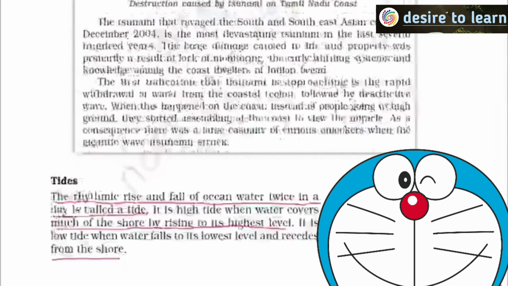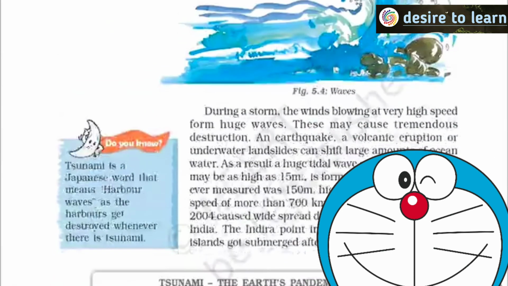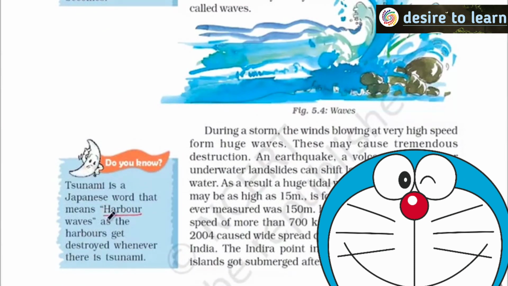What exactly do we look at in the book? Here in Do You Know, they have actually called it harbor waves. During a storm, the winds blowing at very high speed form huge waves. These may cause tremendous destruction. An earthquake, volcanic eruption, or underwater landslides can shift large amounts of ocean water. As a result, a huge tidal wave is created, called a tsunami. This is the reason I was using tides and waves interchangeably. That may be as high as 15 meters.